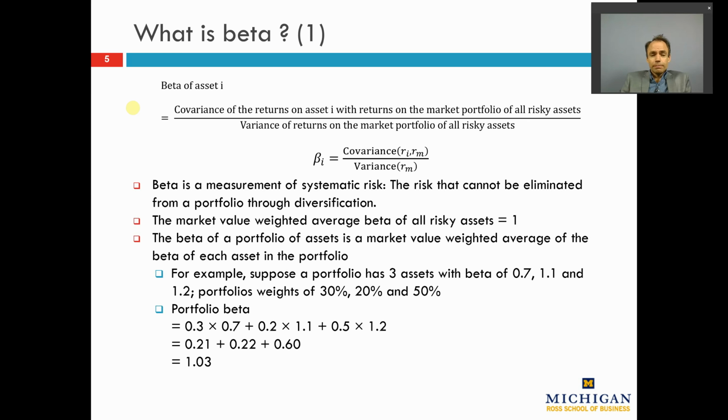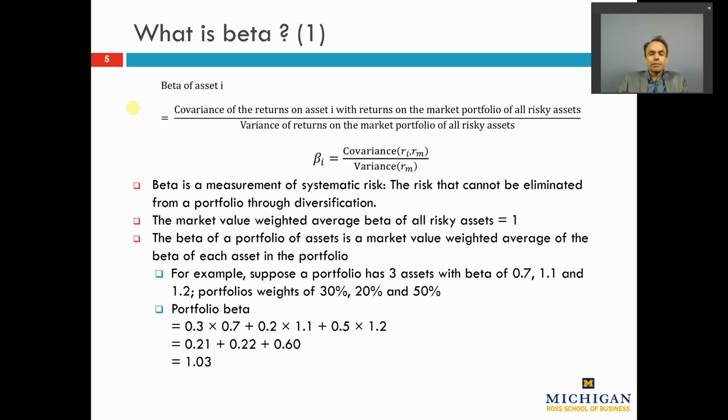By construction, the market value weighted average beta of all risky assets in that market portfolio is equal to 1. So via the technique we're going to cover today, if you estimated the beta of all the stocks in the S&P 1500 and weighted those beta estimates by their relative market capitalization, the weighted average beta across all those 1,500 stocks would be equal to 1 if your proxy for the market portfolio was in fact the S&P 1500 index.